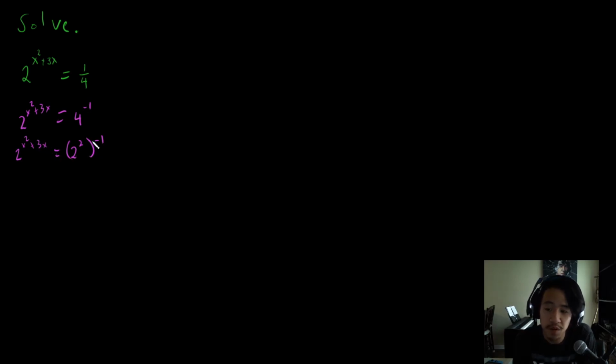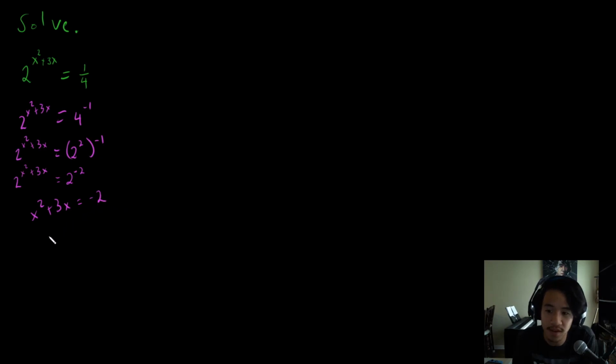Now we have a power raised to a power, so we're going to multiply. This is 2 to the negative 2. And over here, we still have the same thing, 2 to the x squared plus 3x. So now our bases are both 2, so we can set our exponents equal to each other. So we're going to have x squared plus 3x is equal to negative 2.